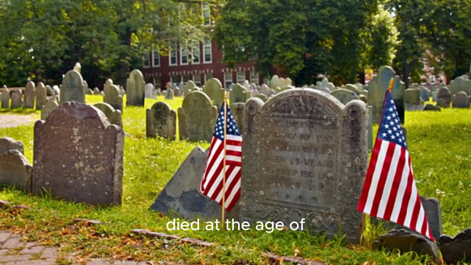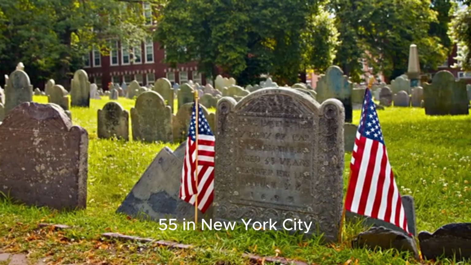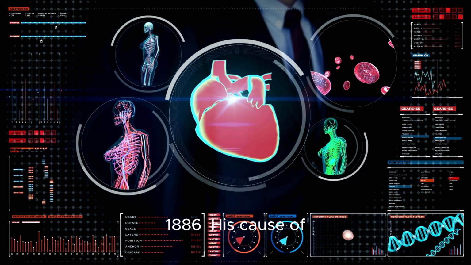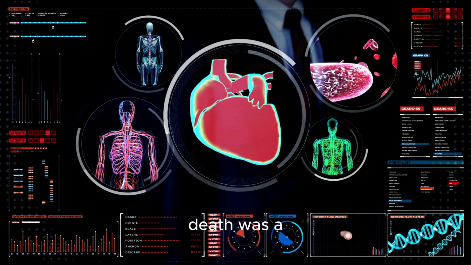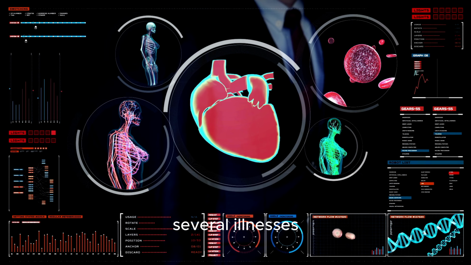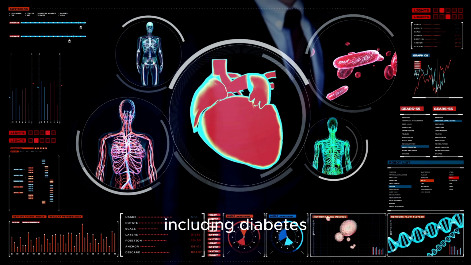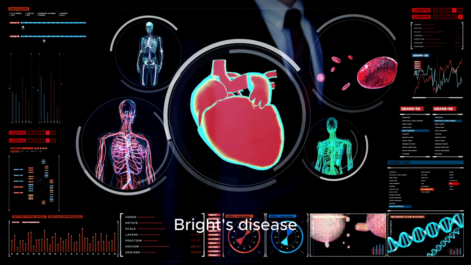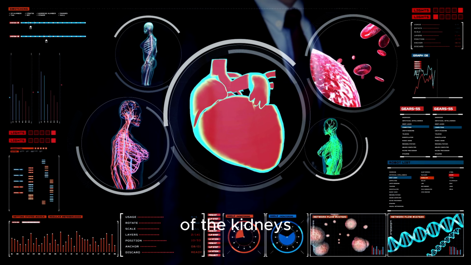Chester A. Arthur died at the age of 55 in New York City on November 18, 1886. His cause of death was a combination of several illnesses, including diabetes, heart disease, and Bright's disease, which is a disease of the kidneys. Grover Cleveland, he served in non-consecutive terms, so from 1885 to 1889, and then again from 1893 to 1897.